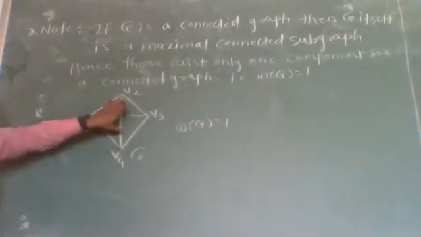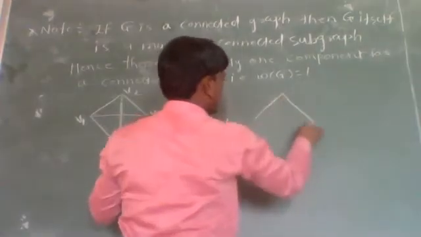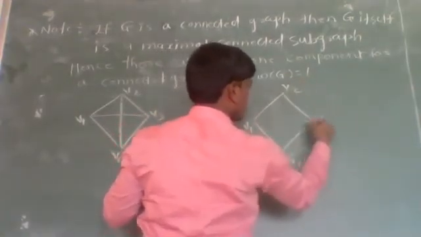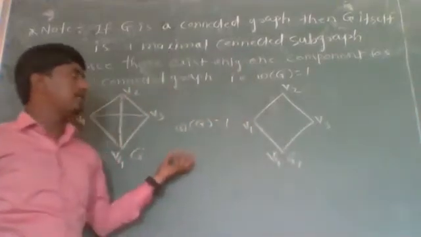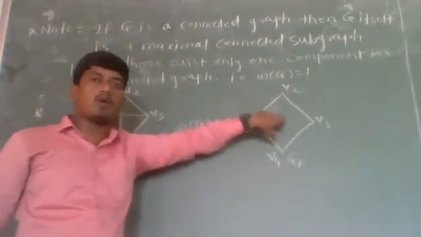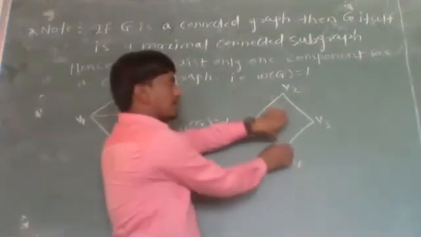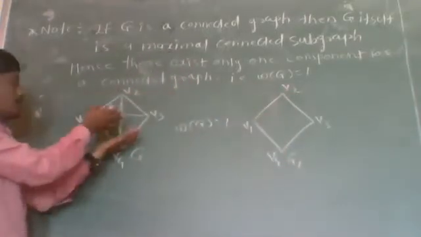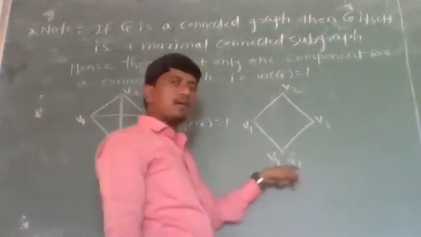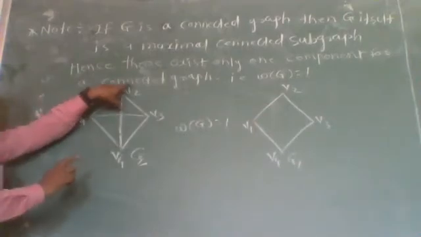Suppose we take any connected subgraph in G, say this one as subgraph G1. Now we have to check whether this connected graph is a maximal connected subgraph. A maximal connected subgraph is a connected subgraph which is not properly contained in any other connected subgraph of the given graph G. So G1 is a connected graph but it is properly contained in the connected subgraph G. So G1 is not a maximal connected subgraph. Hence for a connected graph there exists exactly one maximal connected subgraph.